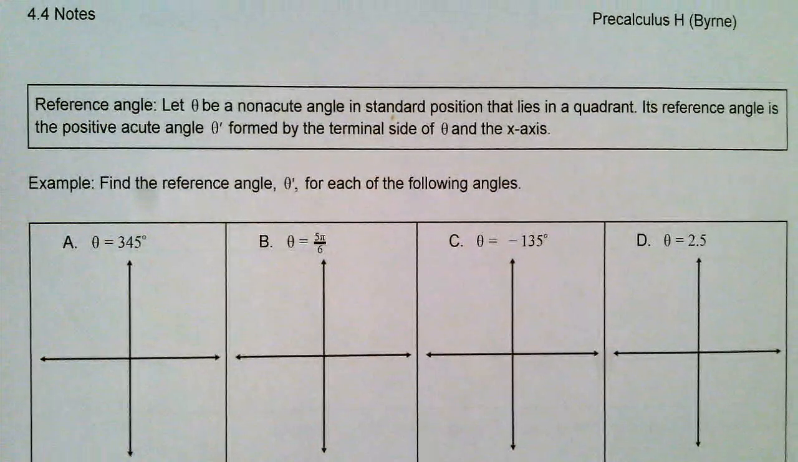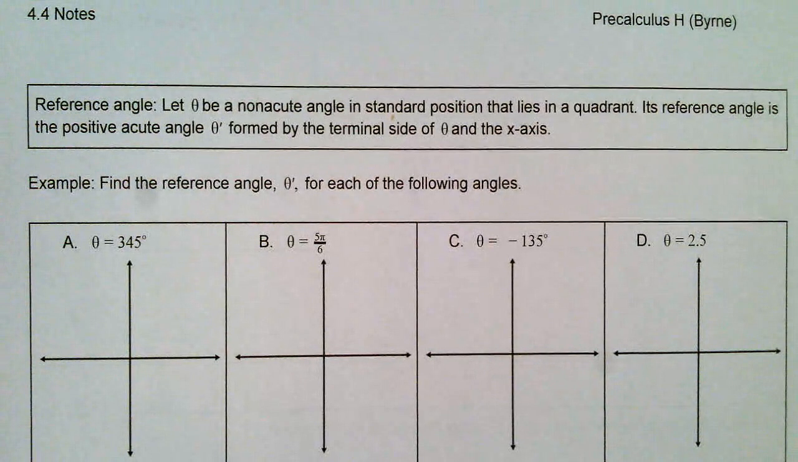This is part 2 of our notes for 4.4. So we are going to learn the definition of a reference angle. If theta is a non-acute angle, so that means it's more than 90 degrees, in standard position that lies in a quadrant, its reference angle is the positive acute angle, so between 0 and 90 degrees, or between 0 and pi over 2 radians, formed by the terminal side of theta and the x-axis.